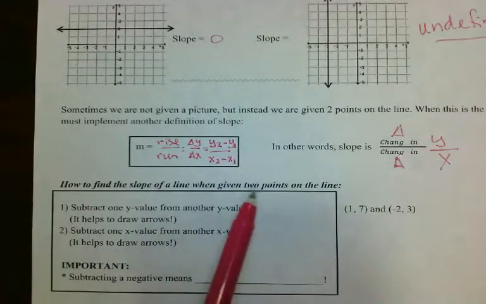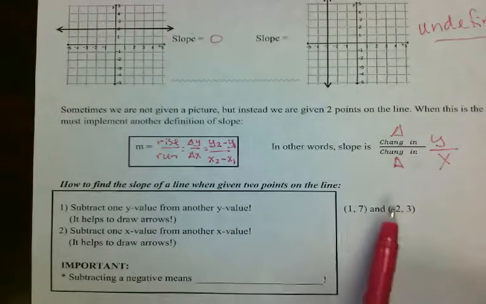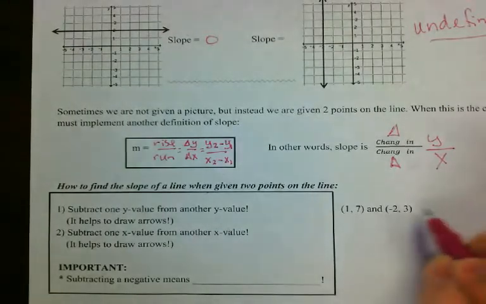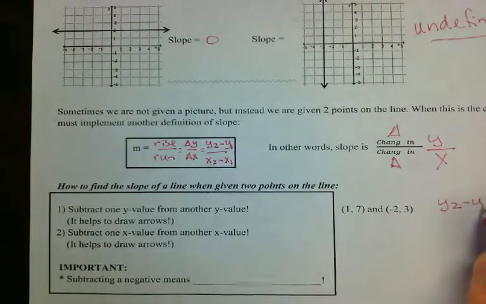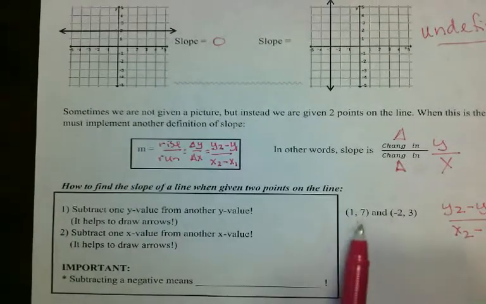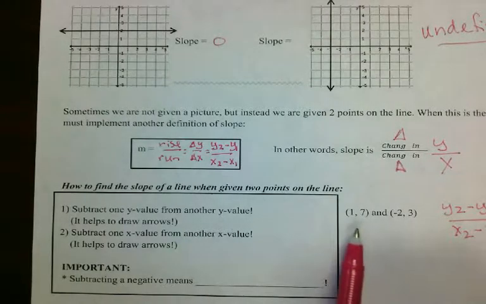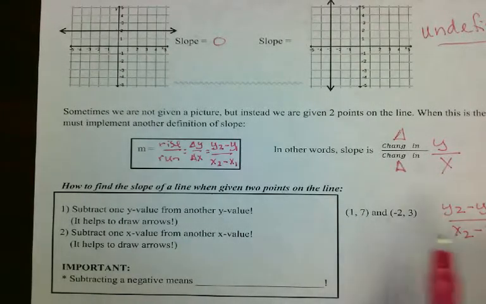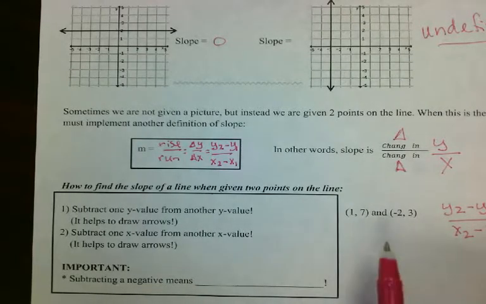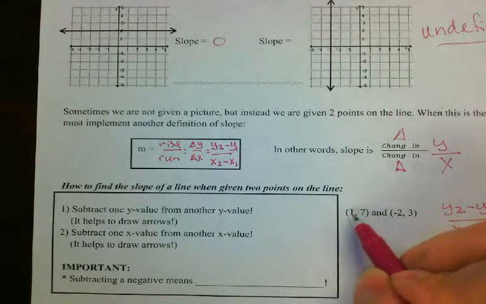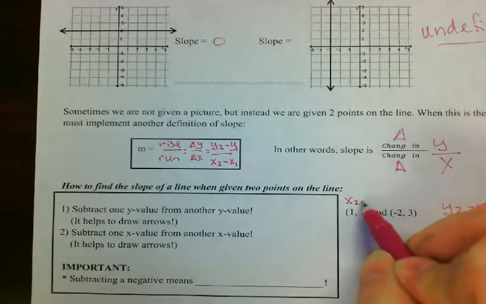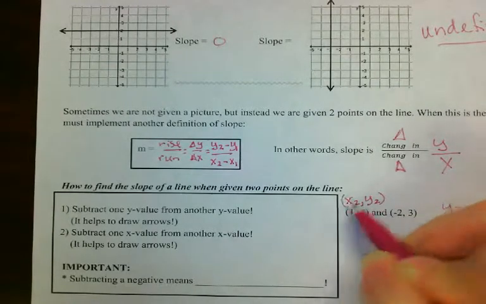Okay. So now let's go through an example. How to find the slope of a line when given 2 points on the line. So here are my 2 points. Now with the formula that we're using, y2 minus y1 over x2 minus x1, it doesn't matter which point I decide to call x1, y1, x2, y2. It can be either. But once we decide, we've got to stick to it.